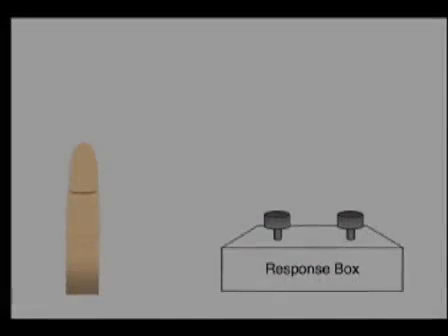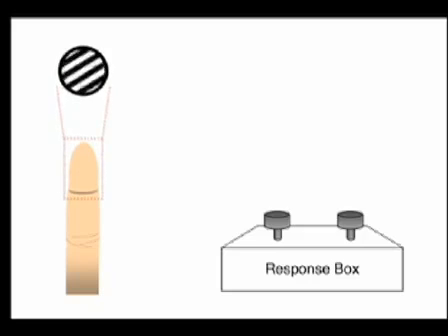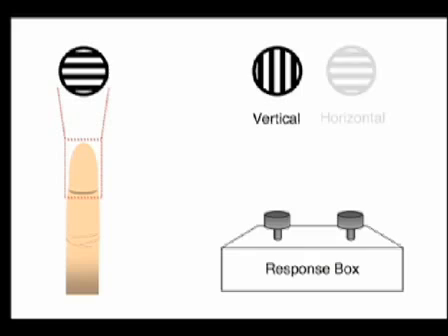Each trial consists of two sequential stimulus presentations with gratings of identical groove width, but differing 90 degrees in orientation. These are applied to the distal pad of the finger. In one presentation, the grooves are aligned vertically or parallel to the long axis of the finger, and in the other, the grooves are aligned horizontally or perpendicular to the long axis of the finger. The presentation order is chosen randomly.